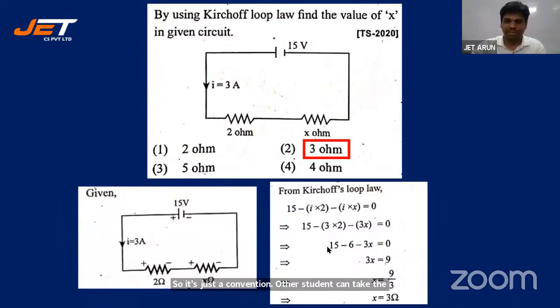The rest is just math, students. 15 minus 3 into 2, minus 3x is equal to 0. 15 minus 6, minus 3x is equal to 0. 3x is equal to 9. X is equal to 9 by 3. X is equal to 3 ohms. The first equation is the physics of the problem.